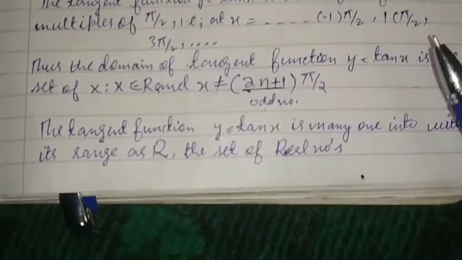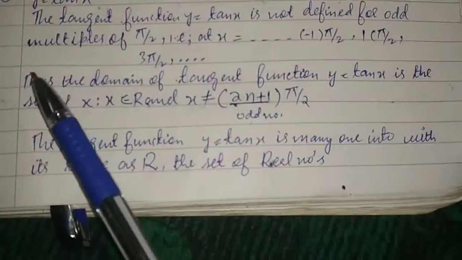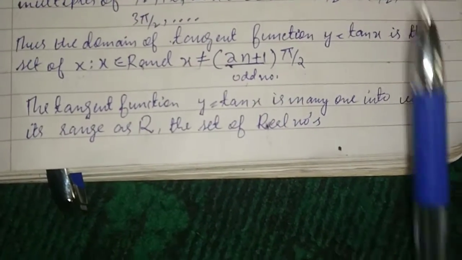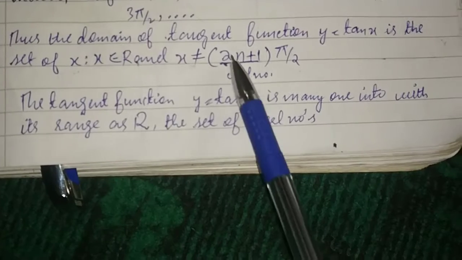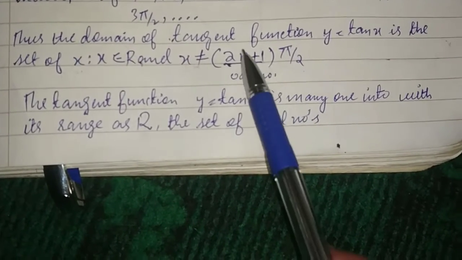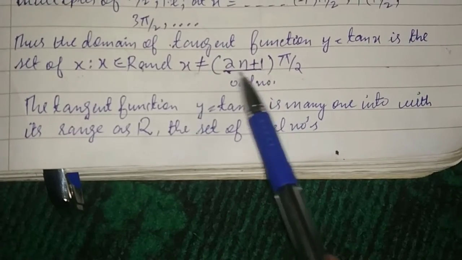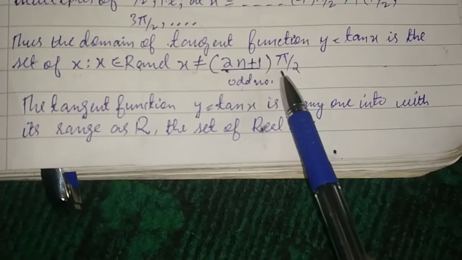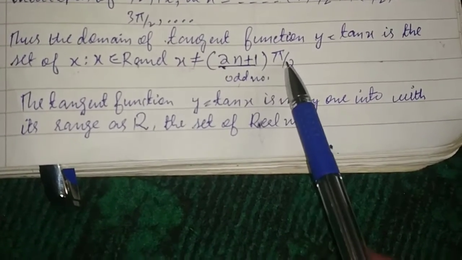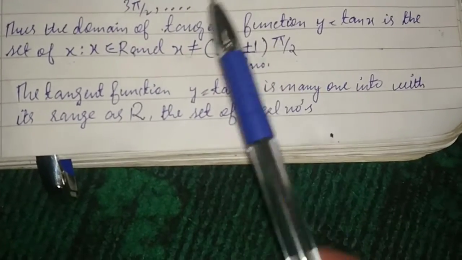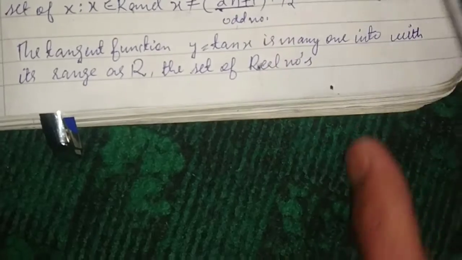Thus, after knowing that it's not defined for the odd multiples of pi by 2, the domain of the function tan x is the set of all real numbers excluding (2n+1) pi by 2. This 2n+1 is an odd number. You just give any value to n, and this will turn out to be an odd number. It's an odd multiple of pi by 2, and it has been excluded from the domain of the tangent function. Its domain excludes these odd multiples of pi by 2.